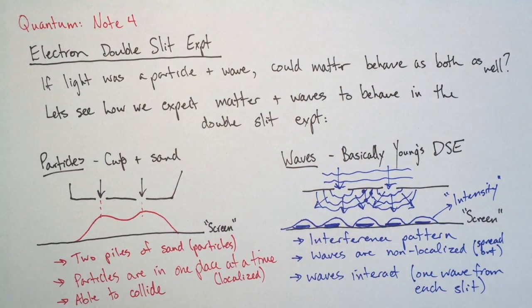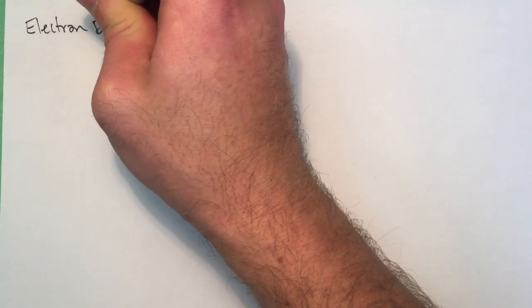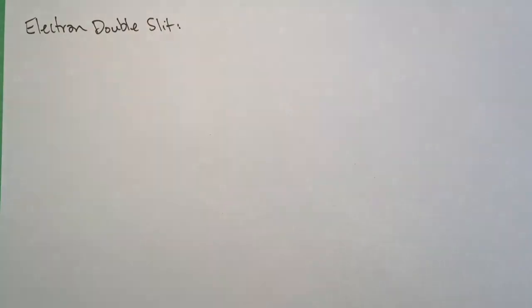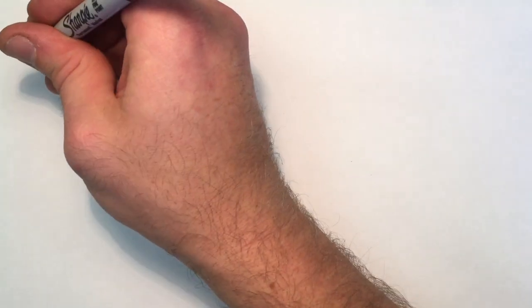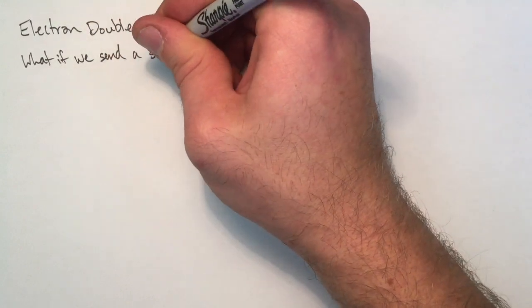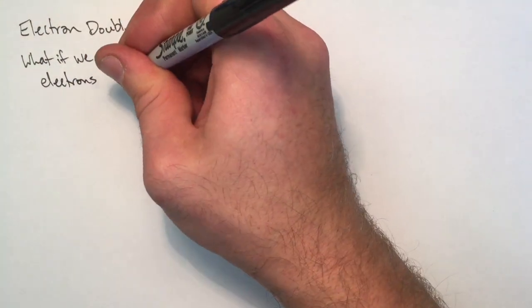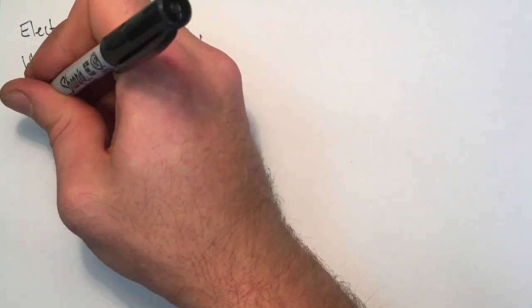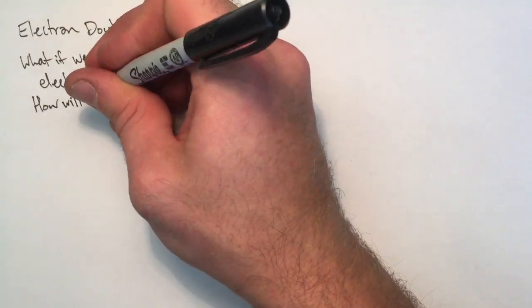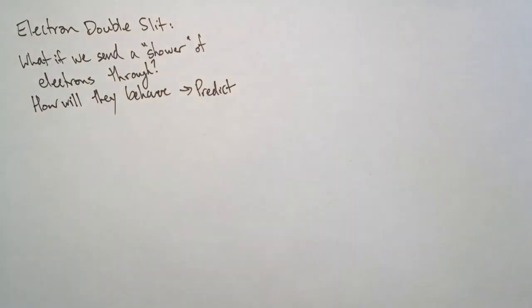So what scientists did was, knowing both of these situations, they said, let's take a really, really small particle like an electron and let's send that through the double slit. So they boiled electrons off of something metal and put that shower of electrons through the double slit. Before we do this though, I want you to predict what type of result should we get with the electrons.